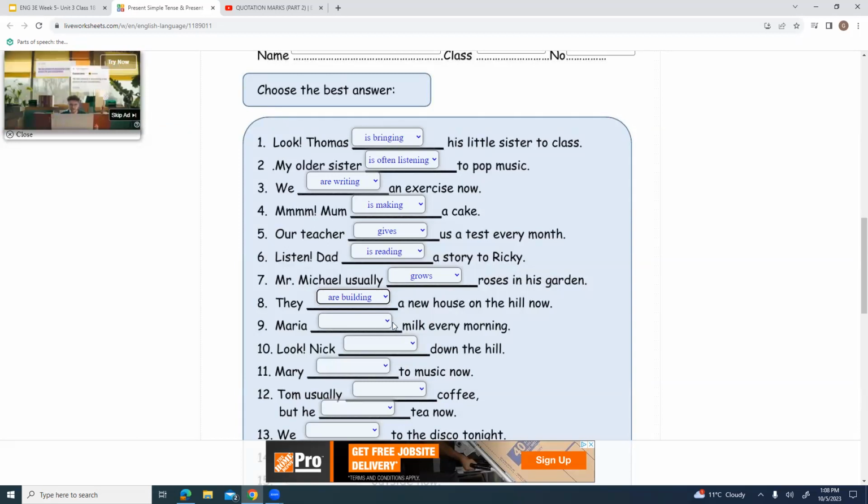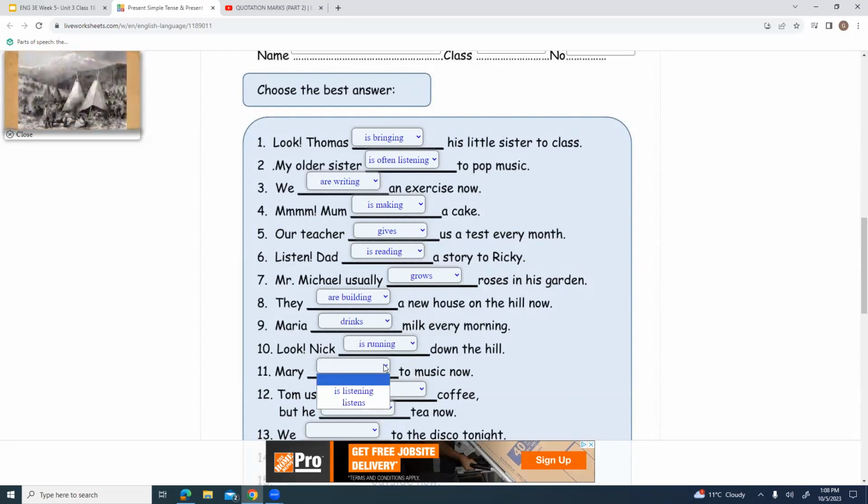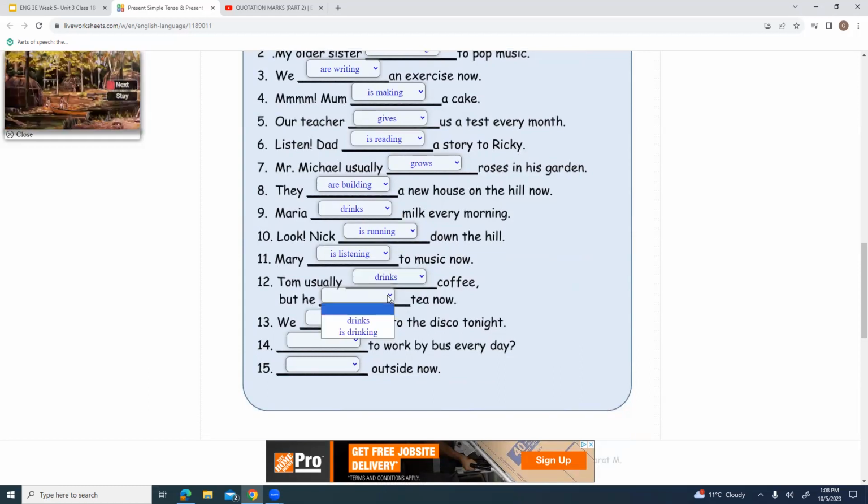Okay. Maria something milk each morning. Is drinking milk each morning or drinks? I'd just say she drinks. Look, Nick something down the hill. Nick is running or runs? I would say he's doing it right now. Mary is listening to music now or listens? I would say is listening, because it's kind of an ongoing action. Tom usually drinks coffee, but he is drinking tea right now.